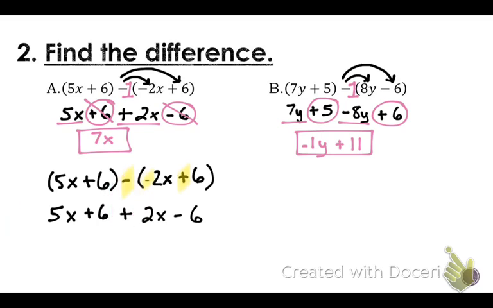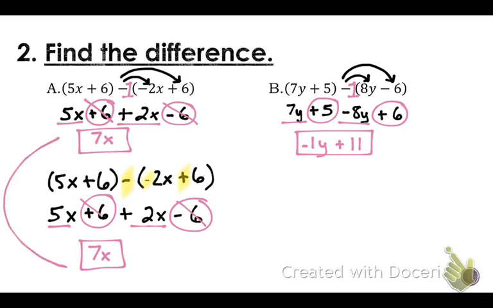All right, let's see what kind of answer we get. Underline the 5x, underline the 2x, the plus 6, and the minus 6. Guys, what's 5x plus 2x? 7x. What is plus 6 minus 6? They cross out. What's your answer? 7x. Is that the same exact answer I got up there? How many of you would say you like doing it the second way better?